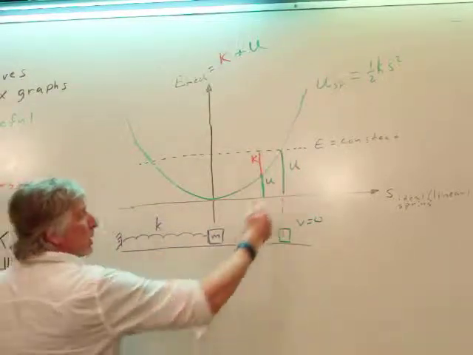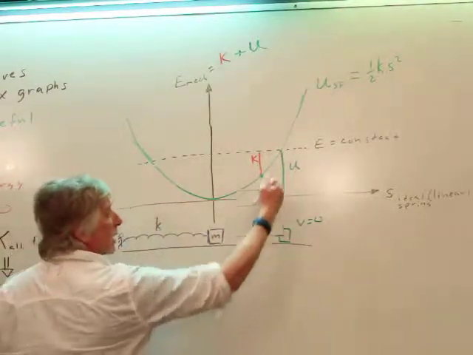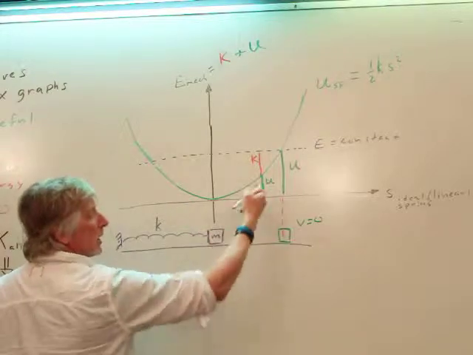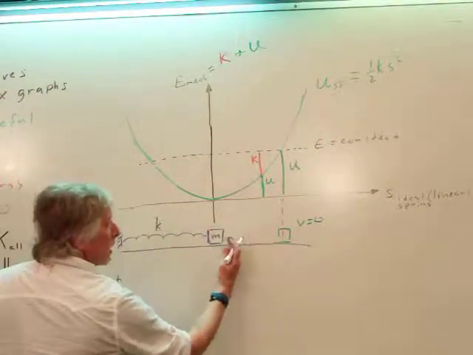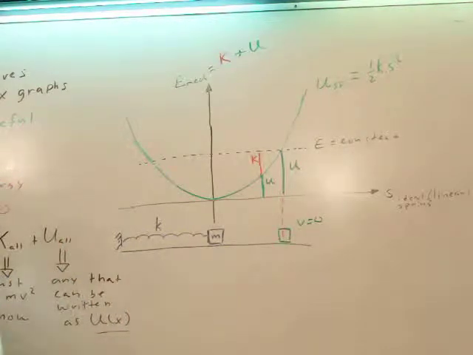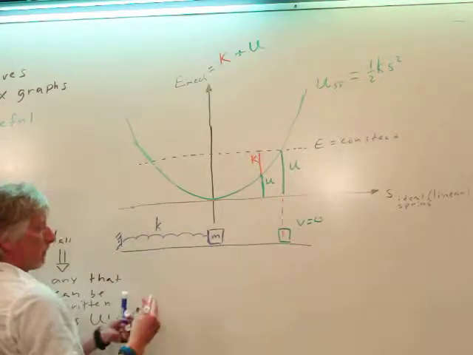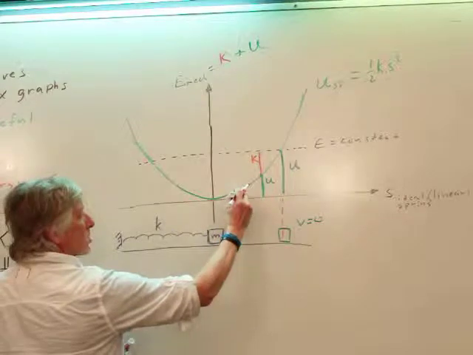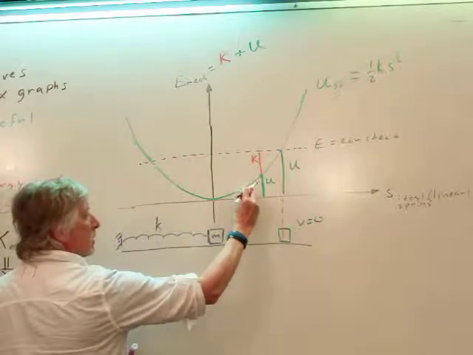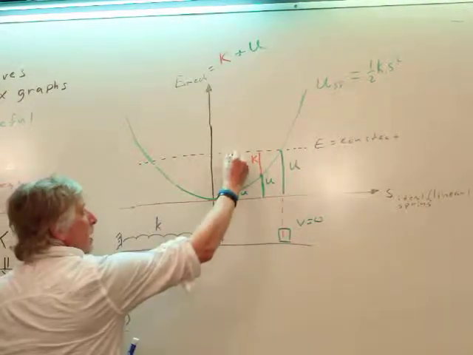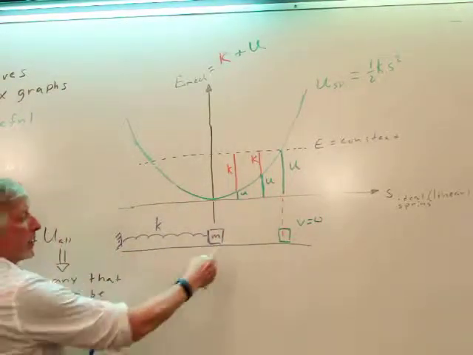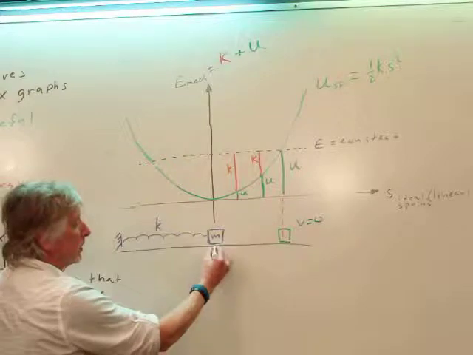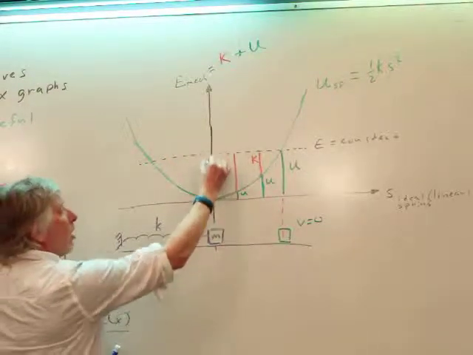Kinetic energy is equal to that. In this case, K is 0. Here, you've got more kinetic energy, less potential energy. As that object moves forward, we're getting less stretch, so less potential energy, and more kinetic energy. It goes faster. And then as it passes through equilibrium here, boom, it's going to be all kinetic energy.